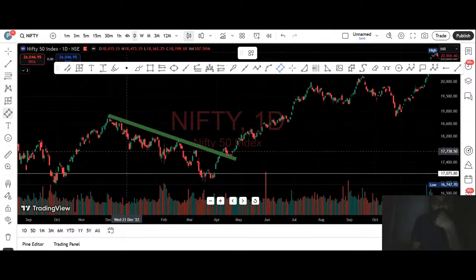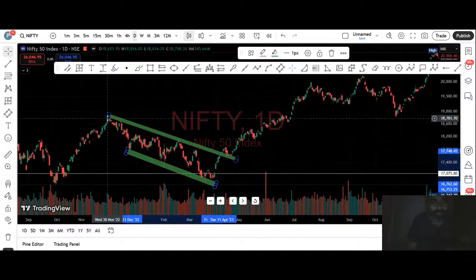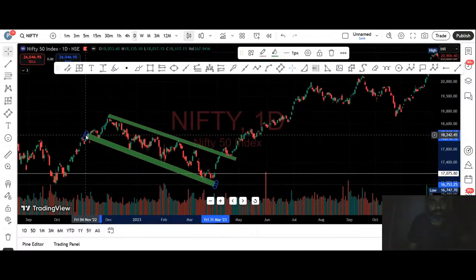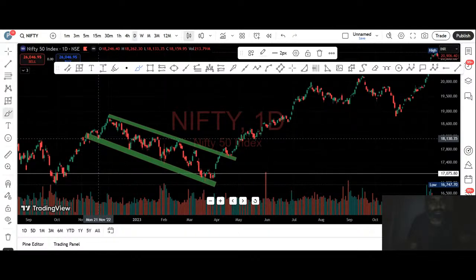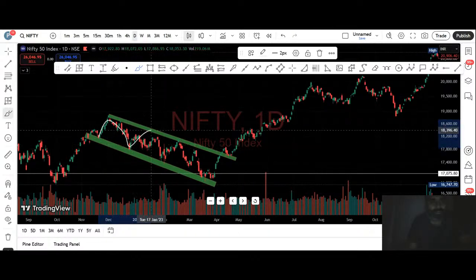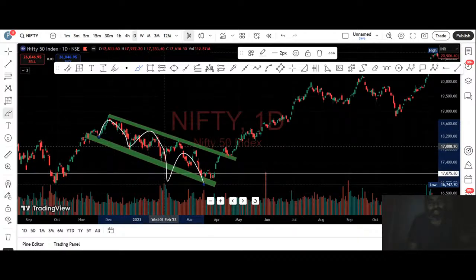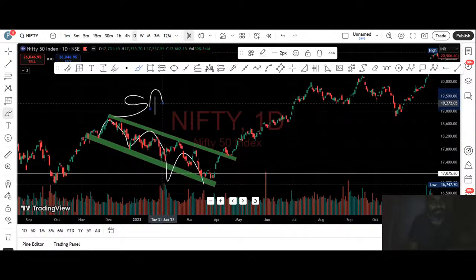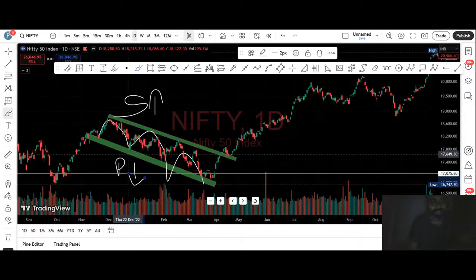See here, this is the formation of lower tops and lower bottoms. The price is telling me it is going down here because at this point supply is increasing and at this point demand is decreasing. That's the only reason the price is making lower lows again.